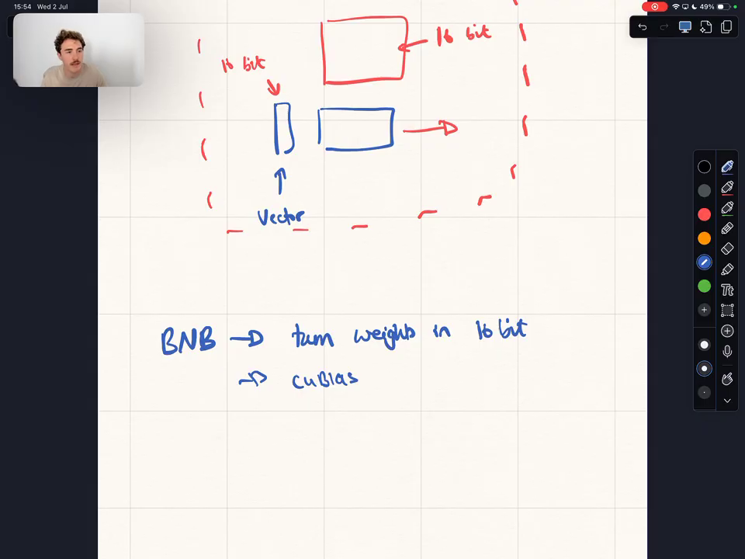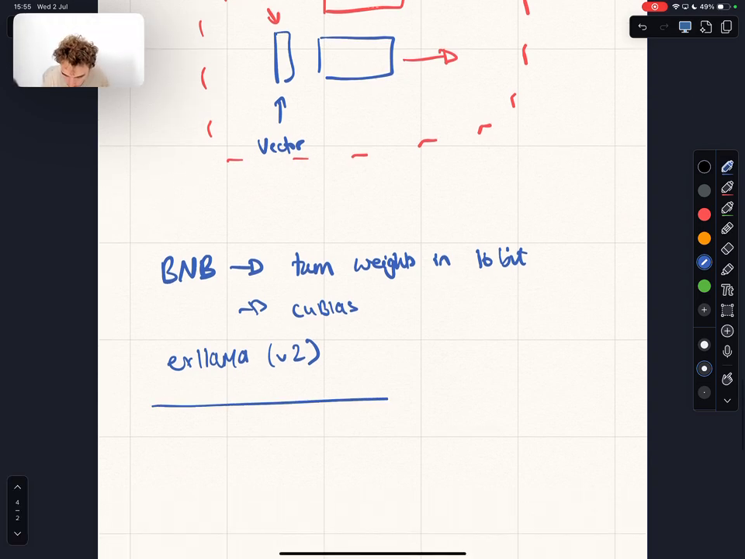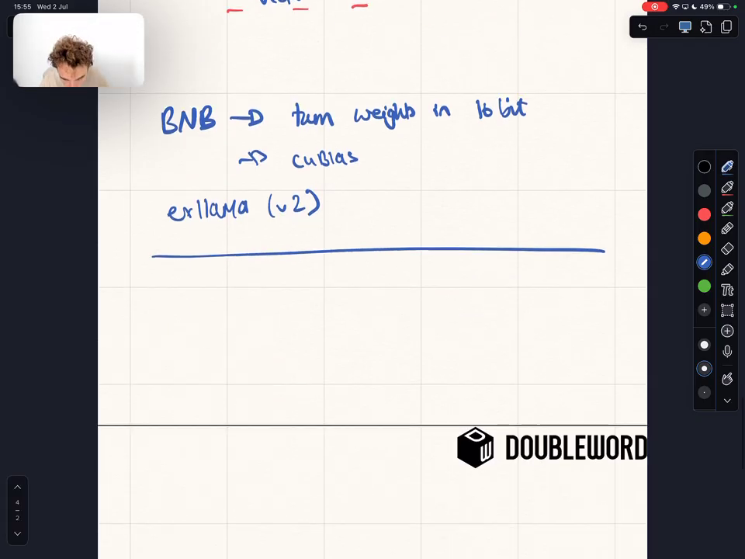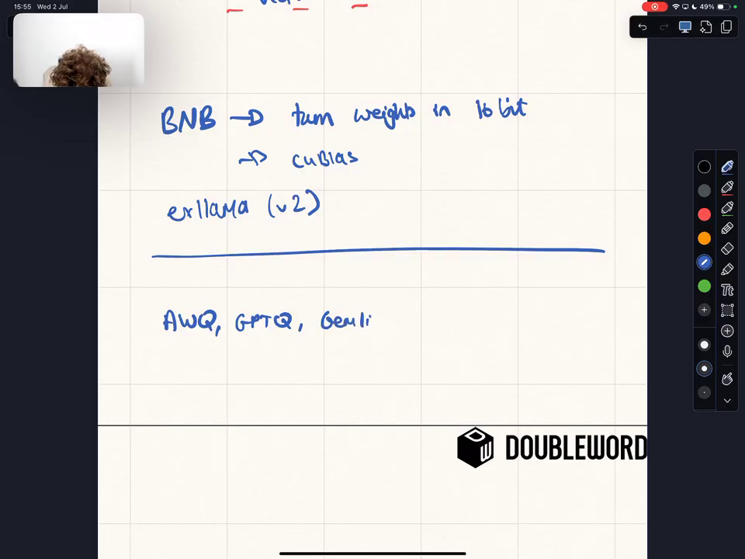Another example of this, I think at least in the early days of the project, was ExLlama v2, which does the same sort of thing. And then quantization engines that do the expansion inside the kernel are, for example, AWQ, GPTQ, GemmLite, and a bunch of others.